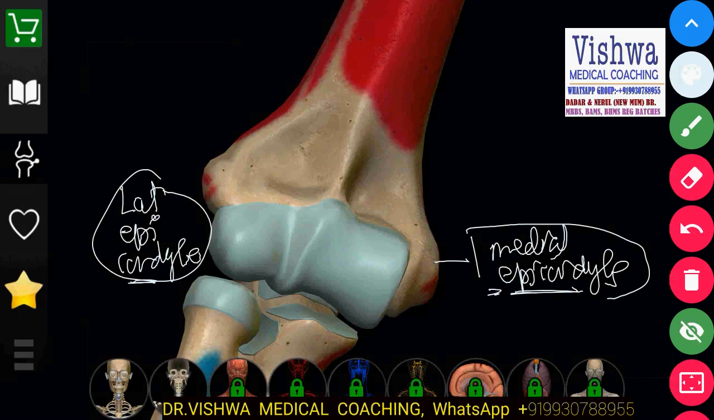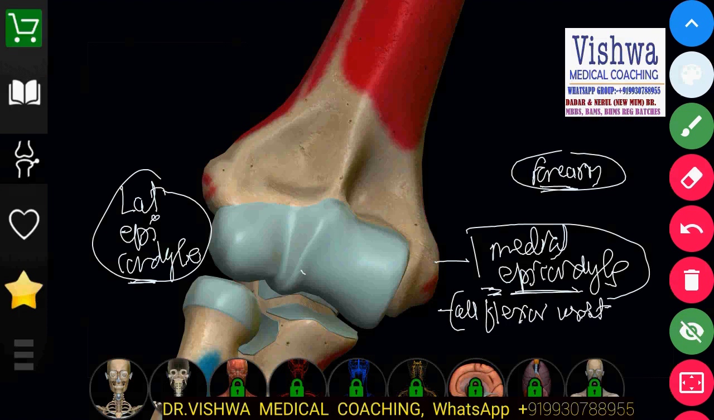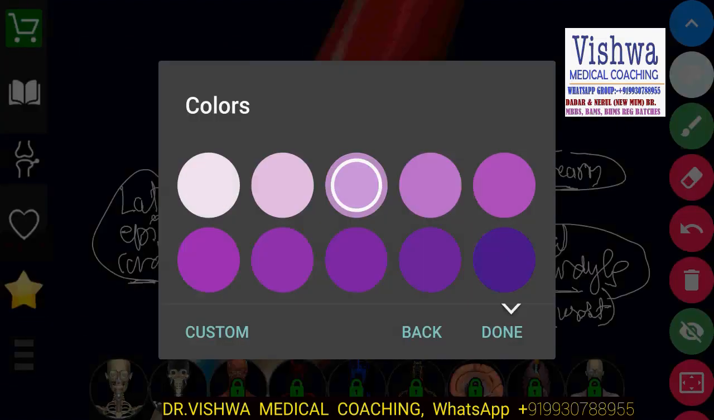So all the muscles of the forearm originate from the medial and lateral epicondyle. One thing you all must understand, common sense is very important here. From the medial epicondyle, all flexors of the wrist originate. So the medial epicondyle is also called the common flexor origin. You all must understand this.